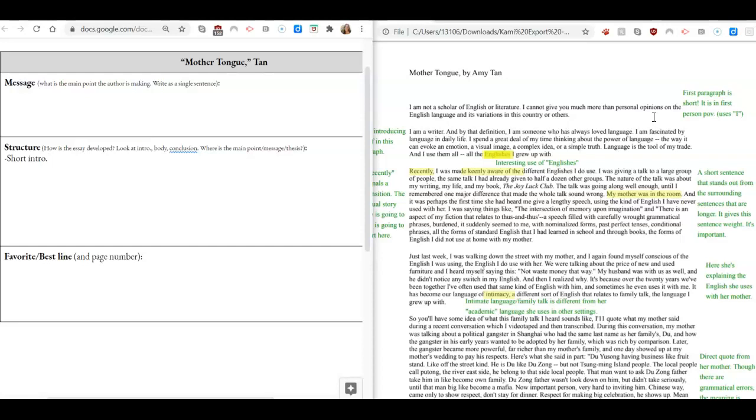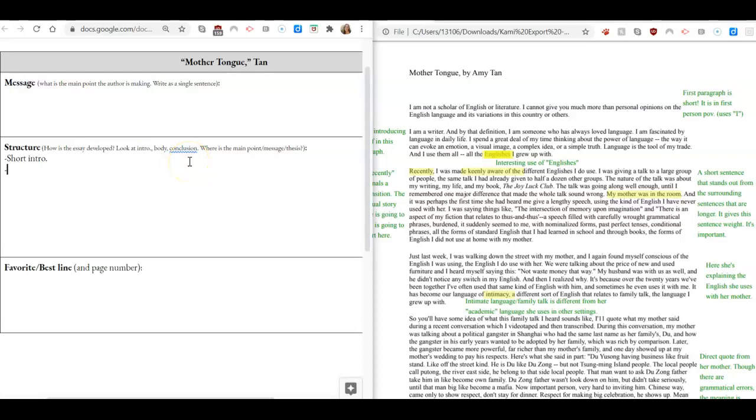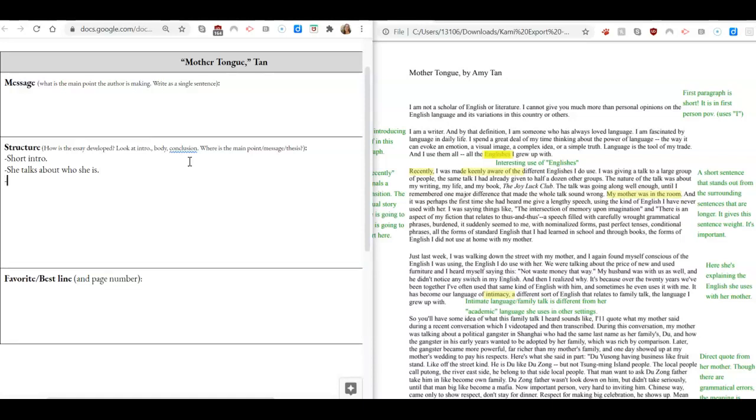You'll notice this in several of the essays we're going to read, that they don't all start with this really long introduction like maybe you've been told to have in your writing. So I think that's just important to know. Her next paragraph, she talks about who she is. And that's important too, to set the stage for where we get to the next part.